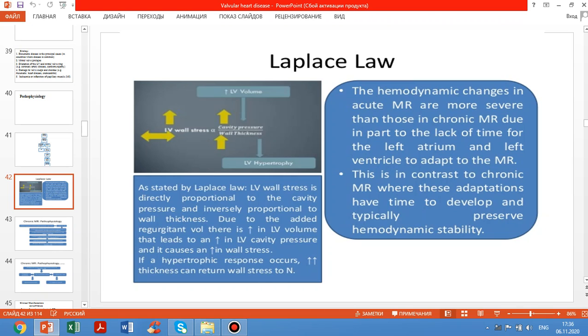The hemodynamic changes in acute mitral regurgitation are more severe than those in chronic mitral regurgitation due, in part, to the lack of time for the left atrium and left ventricle to adapt to the mitral regurgitation. This is in contrast to chronic mitral regurgitation, where this adaptation has time to develop and typically preserves hemodynamic stability.